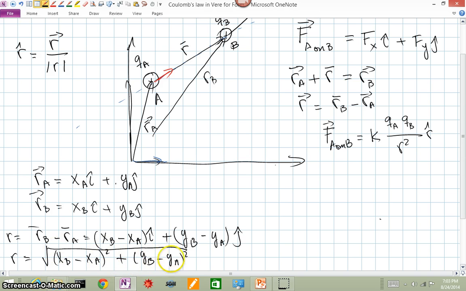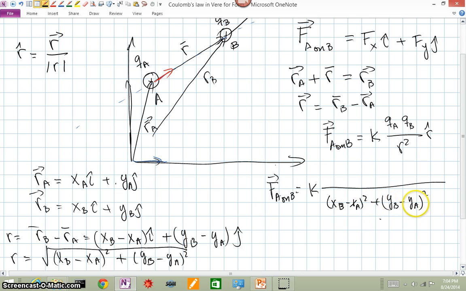And we probably at this point have everything we need to write this force. We can just go ahead and write F of A on B as a vector, which is equal to K, then there's going to be this R squared here, which gives me XB minus XA squared plus YB minus YA squared.